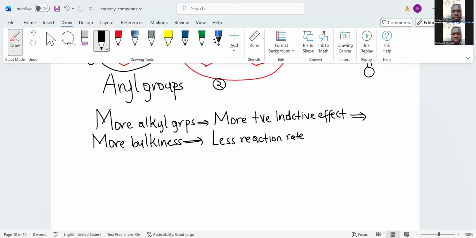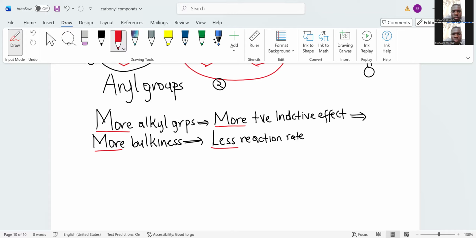Then also, the opposite is true. Where I have more, I put less. Less alkyl groups should imply less positive inductive effect, less bulkiness, more reaction rates. Hope I've made myself clear. I have said where I have more, I put less: less alkyl groups, less positive inductive effect, less bulkiness, more reaction rates.